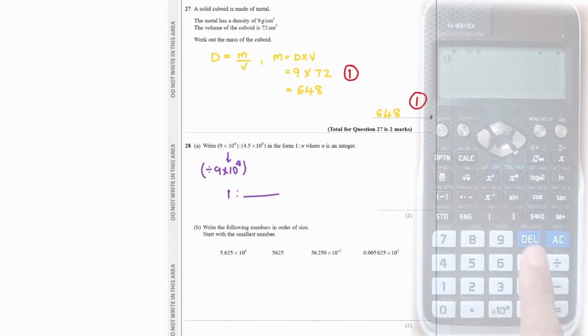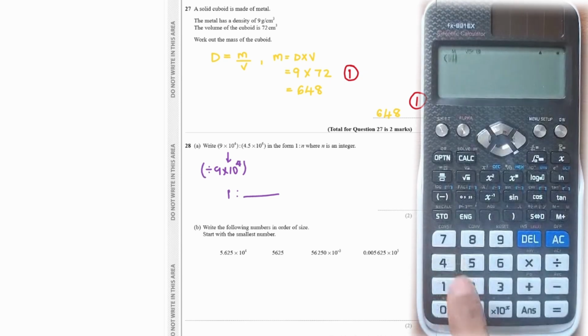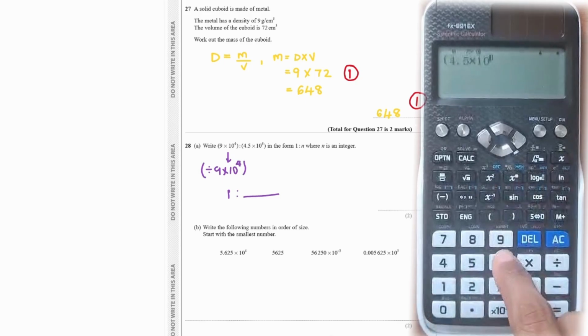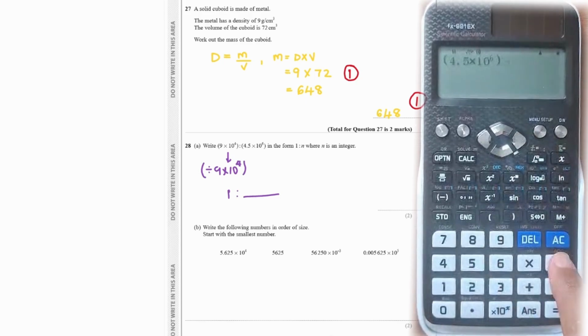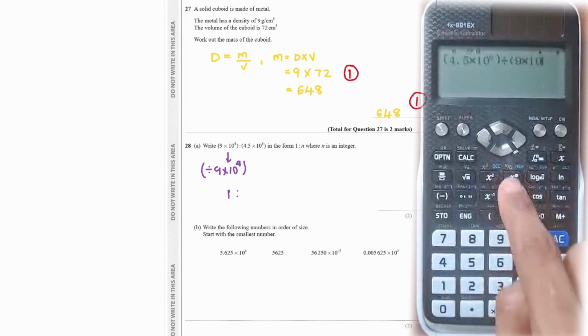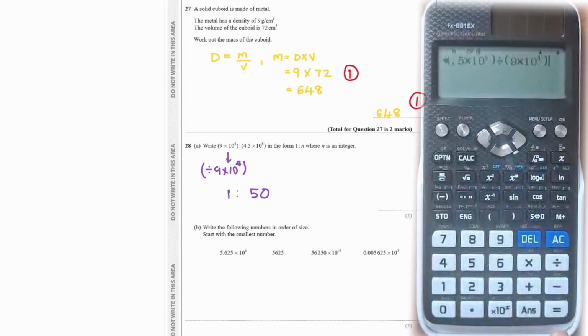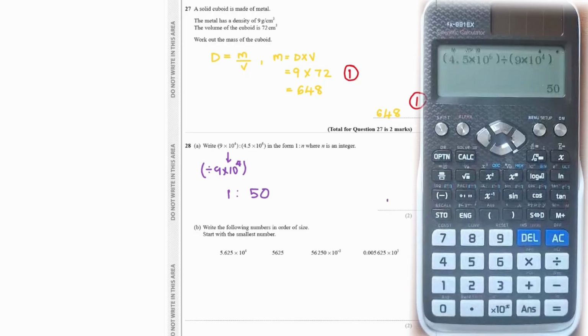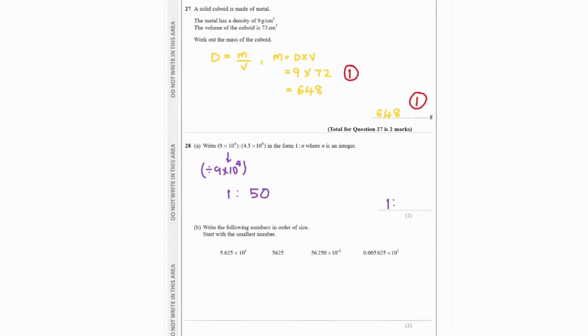So on the calculator, we can work this out by doing 4.5 times 10 to the power 6 divided by 9 times 10 to the power 4. And this gives us an answer of 50. So in the form 1 to n, this ratio would be 1 to 50, where n is equal to 50. Part B, write the following numbers in order of size.